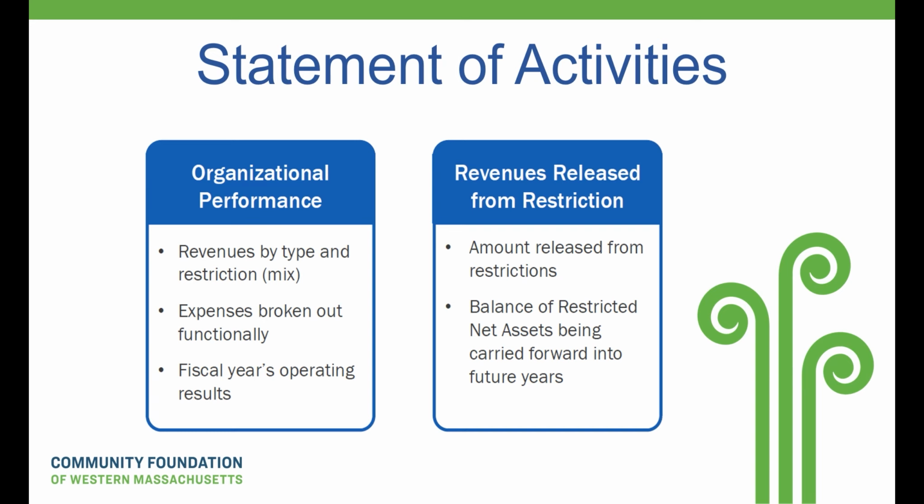The next section that's really kind of complicated is the revenues released from restriction. So when we think about those donor restrictions again, we think about a donation that comes in for a particular purpose. Did we spend it this year for that purpose? And if we did, then we release it from restriction, and out it comes from our net assets. Anything that came in for a restriction that we didn't spend gets carried forward to a future year.